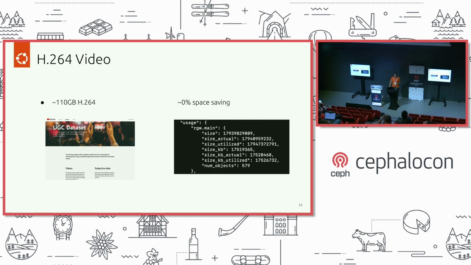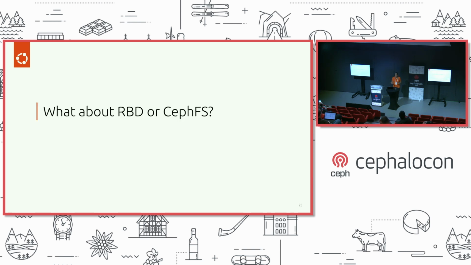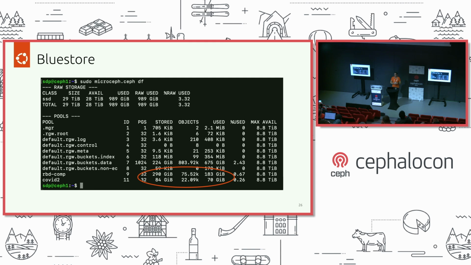This is all with a mindset around object. But what about RBD? What about CephFS? This is not super detailed, but I did also take some of those same data sets and drop them into RBD volumes just to see how things would react. You can see there the RBD compression pool had a volume on it with the same raw data from YouTube. You're seeing quite a significant saving there.